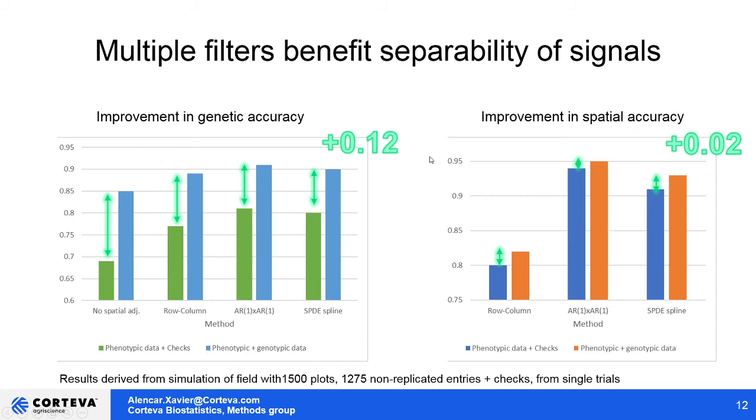So that's a good example where you're getting an untangling, because you can clearly see that adding a relationship is giving you a more accurate spatial accuracy. Likewise, with no spatial adjustment, you have less genetic signal than in places where you have some spatial adjustment, as in AR1 by AR1 or a spline. So you get a lot of synergy from those multiple filters being applied together.